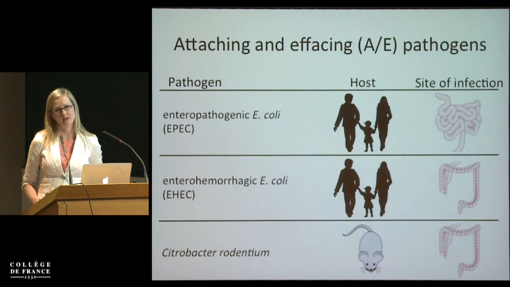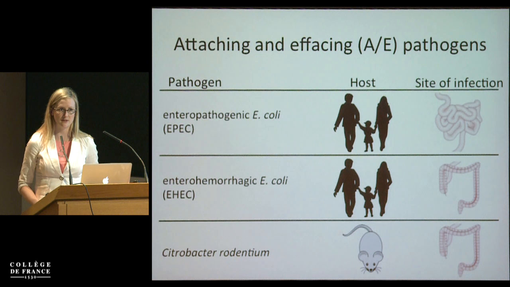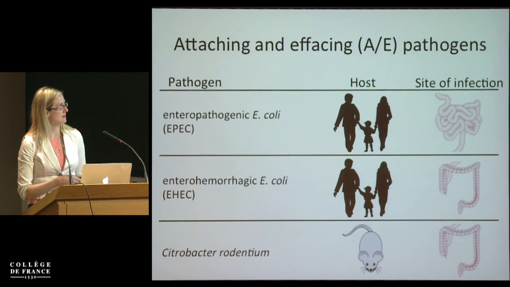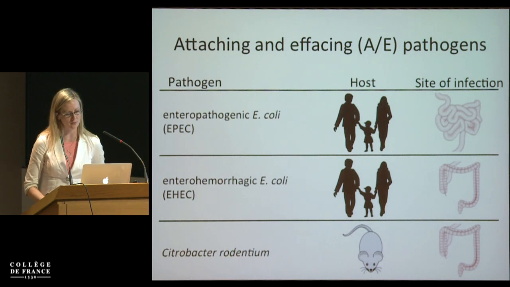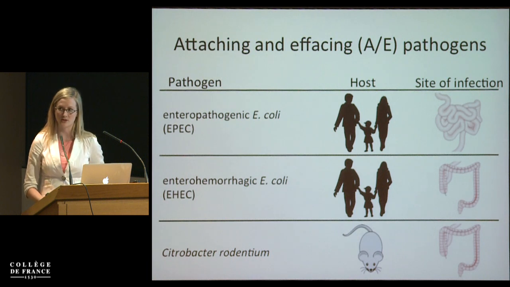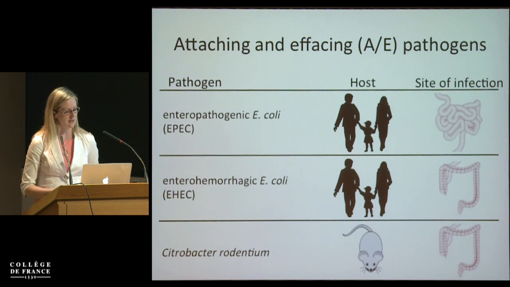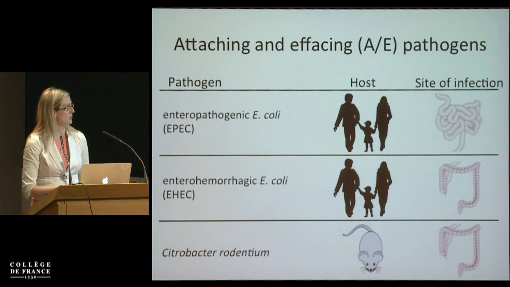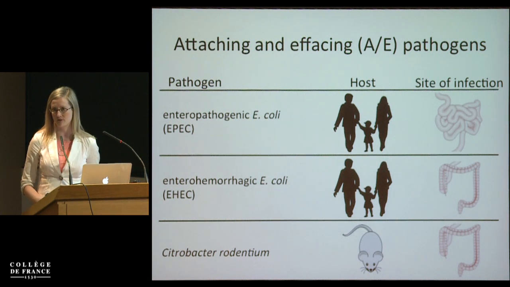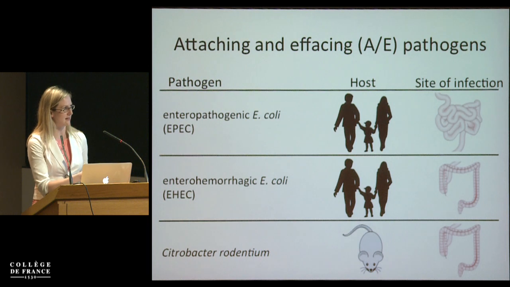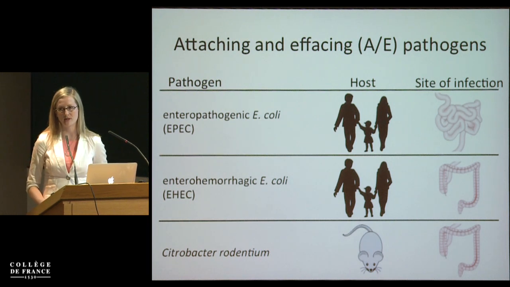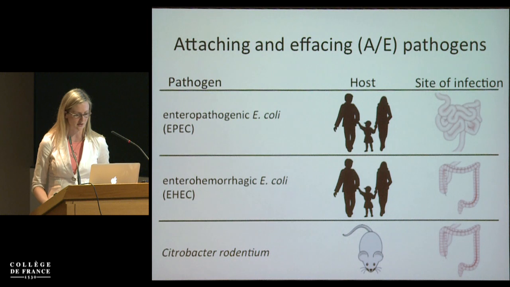So there are numerous different attaching and effacing pathogens that are known, but these three I've listed here are probably the best studied. There are two human pathogens. The first is enteropathogenic E. coli, or EPEC, which is only known to infect humans, and its site of infection is the small intestine, whereas the other human pathogen, enterohemorrhagic E. coli, or EHEC, also has a major reservoir in cattle, which it infects asymptomatically. Unlike EPEC, EHEC prefers to reside in the colon, and it can also cause a more severe disease due to the presence of the Shiga toxin in those strains.